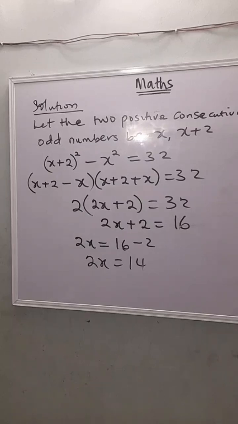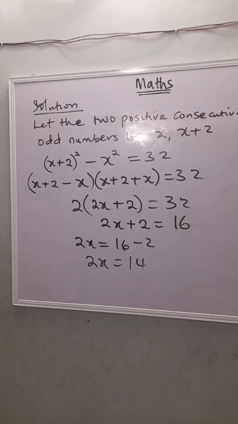Collection of like terms means the 2 that is on the left-hand side has no alphabet attached to it. The 16 on the right-hand side has no alphabet attached to it. So that means 16 and 2 are like terms, while 2x is an unlike term. So the 2 on the left was positive, and when it moves to the right-hand side, it will turn to minus. So 16 minus 2 is what?